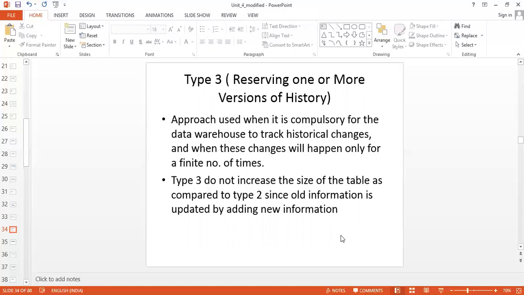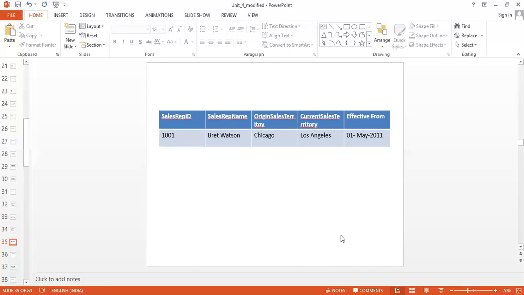Type 3 does not increase the size of the table as compared to type 2, since the old information is updated by adding new information. If you look at the table structure, here we have his ID, the name, and his original territory, the first place he was working, that is Chicago. Along with that, we have the new location to which he is transferred, and then we also have from when this change has occurred. So this is type 3.